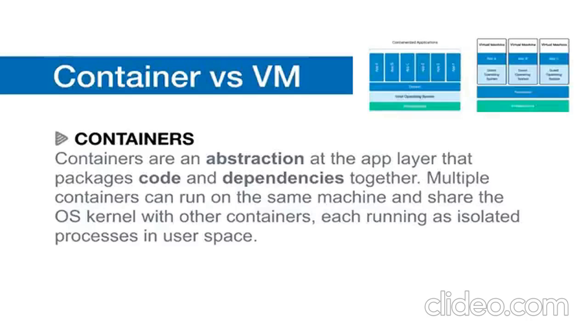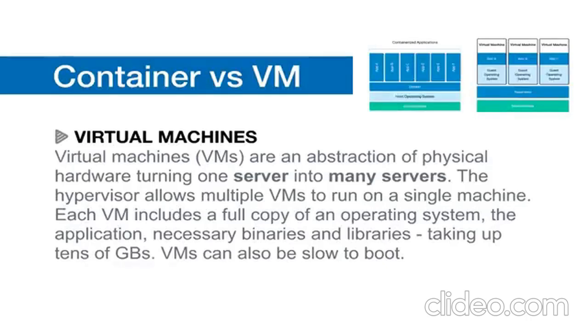In contrast, a virtual machine is an abstraction of physical hardware, turning one server into many servers. The hypervisor allows multiple VMs to run on a single machine. Each includes a full copy of an operating system. This is very important, a full copy of an operating system. Also the application, necessary binaries and libraries, taking up tens of gigabytes. And they are also very slow to boot.